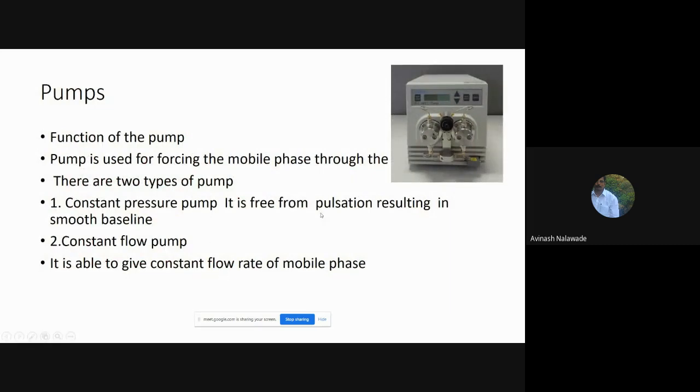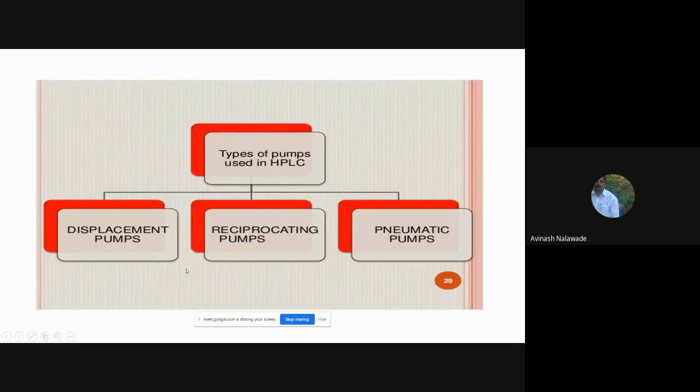So if the pressure is constant, then there is no pulsation and the resulting baseline is smooth. If we use a constant flow pump, then it is able to give a constant flow rate of the mobile phase. So either we are using a constant pressure pump or a constant flow pump. Which type of pump are we using? We are using either a displacement pump, reciprocating pump, or pneumatic pump. Now see here, the function of the pump is to pass the mobile phase into the system.